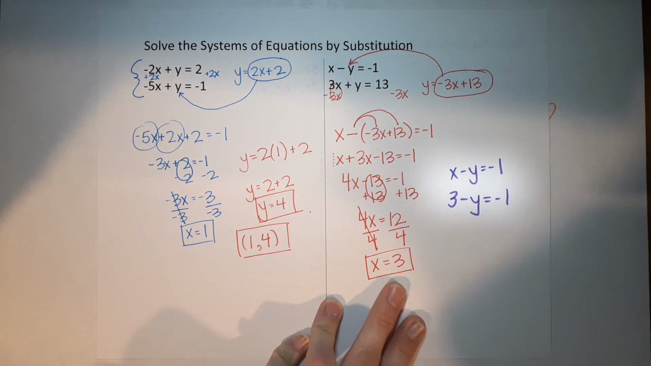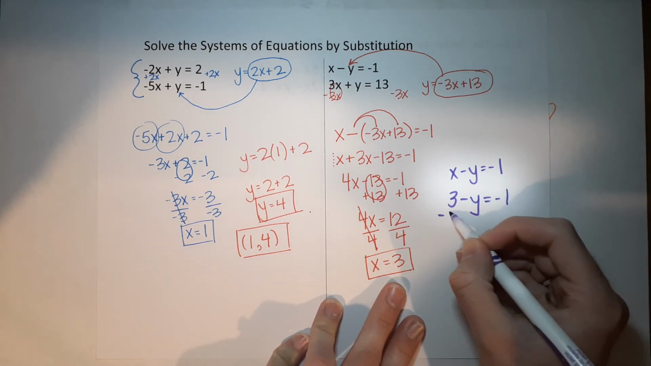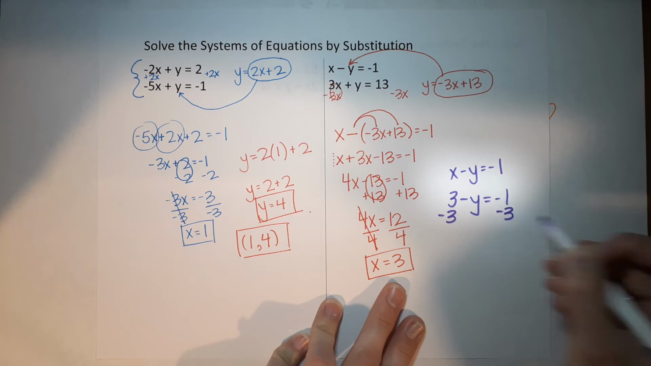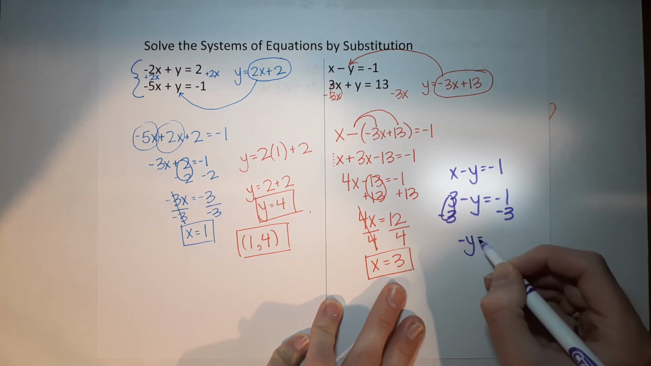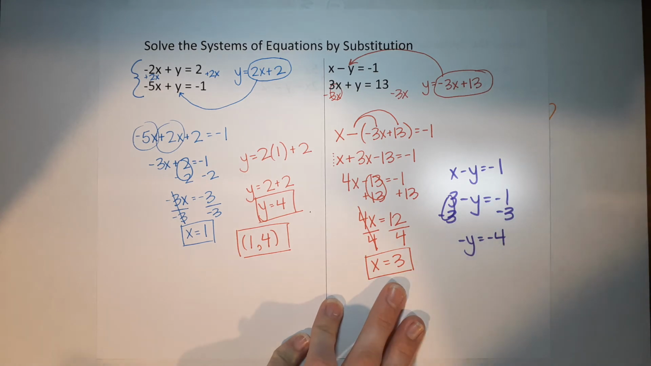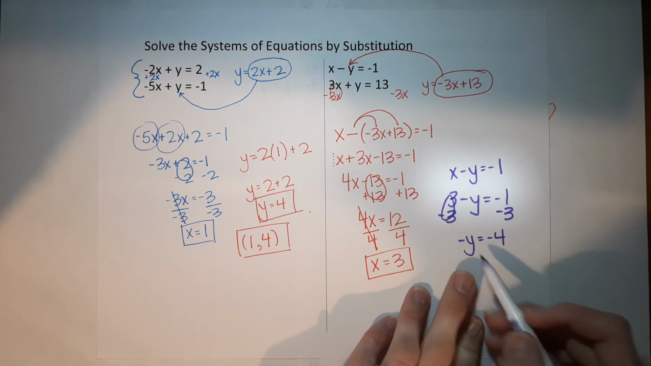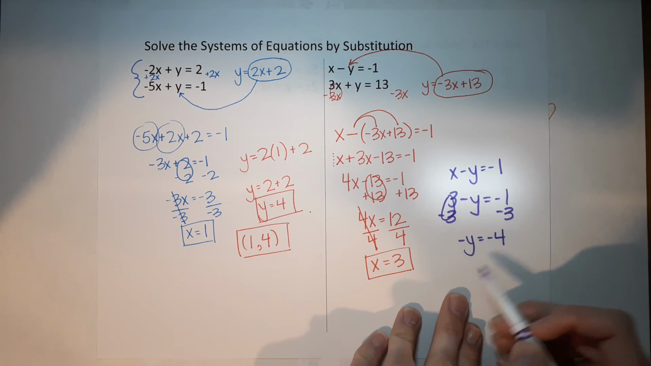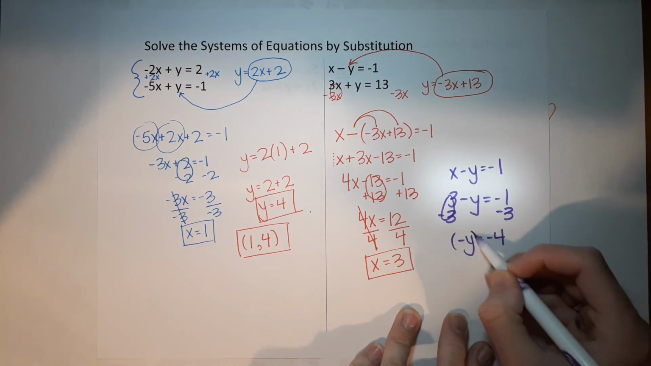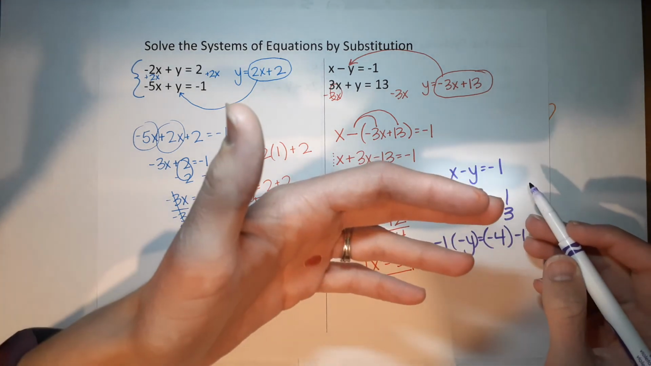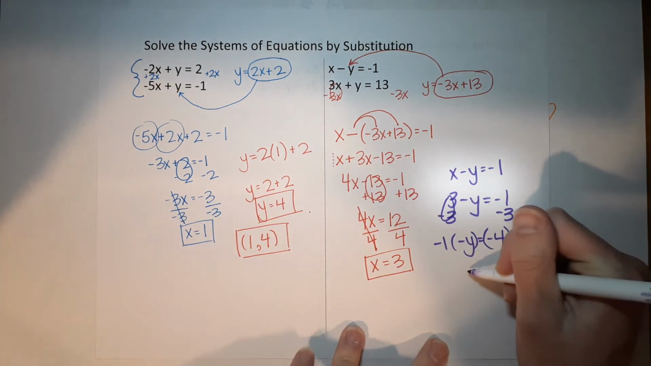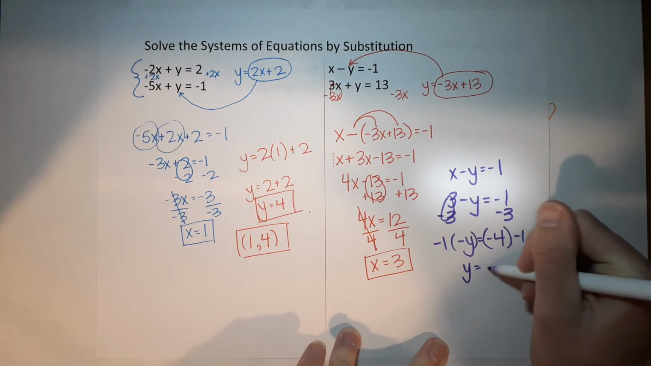Okay. All right, I want y all alone, so I'm going to subtract 3 from both sides. So I get -y equals -4. Okay, you might think you're done, but not quite. We don't want our y to be negative. So to get rid of that, it's just like you're multiplying both sides by a -1. And all that does is changes the signs of each of them. So we get y equals 4.